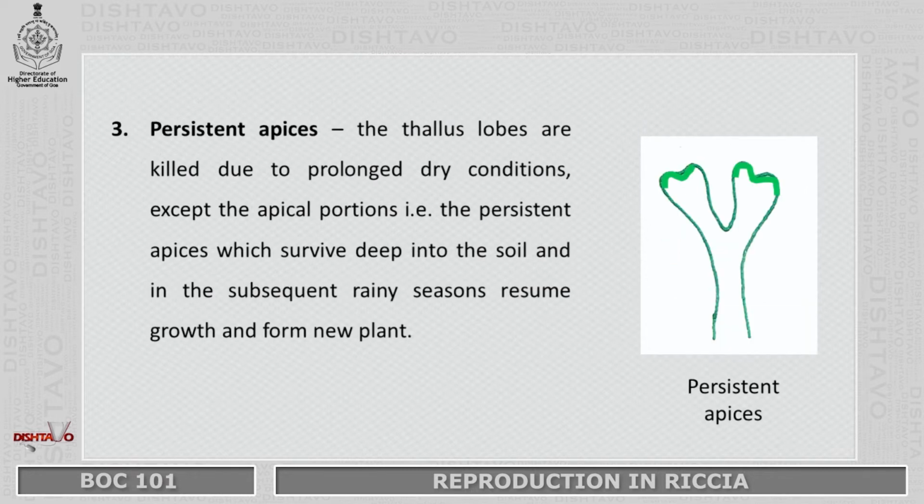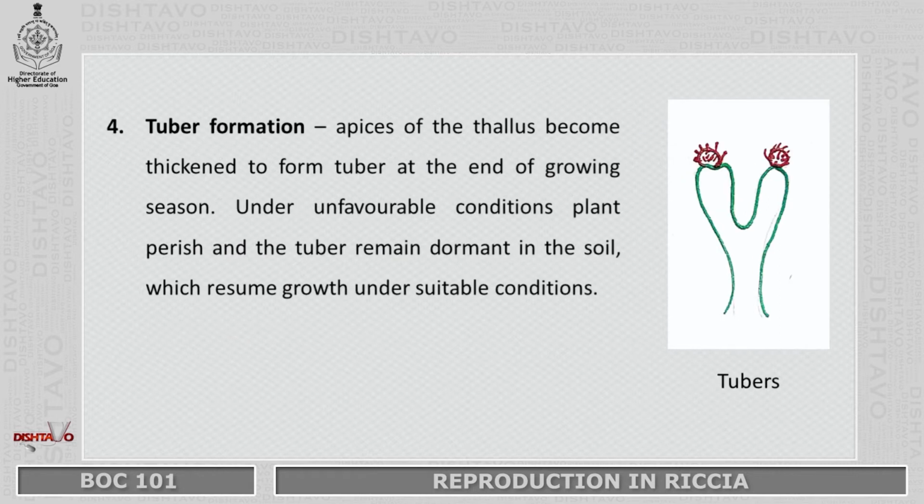The third one is the persistent apices. The thallus lobes are killed due to prolonged dry conditions except the apical portion. As you can see in the picture, the darkly green colored structures are the persistent apices. These apices will survive deep in the soil and in the subsequent rainy season resume growth and form the new plant.